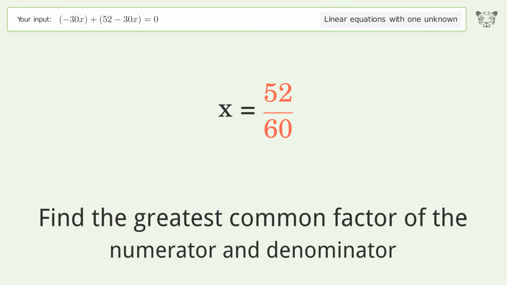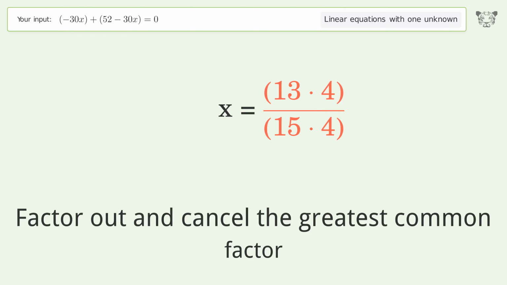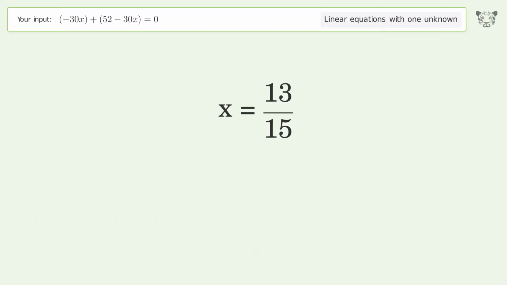Find the greatest common factor of the numerator and denominator. Factor out and cancel the greatest common factor. And so the final result is x equals 13 over 15.